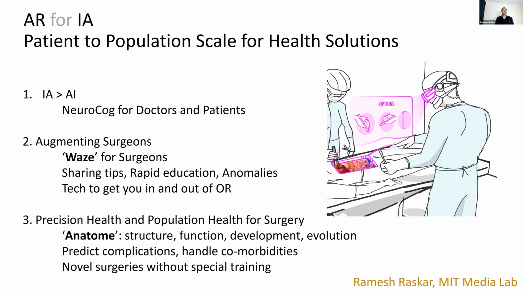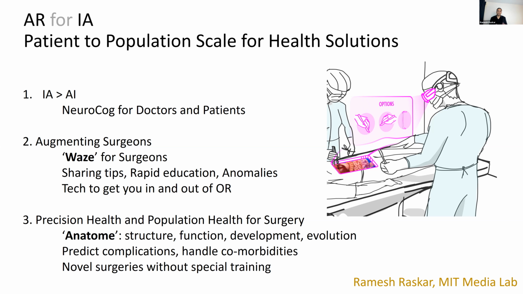And that's how we're going to go from patient scale, how surgeons are interacting with one patient at a time, to a population scale, that they understand millions of other surgeries that have been done before, and they can interact with either one patient or multiple patients at the same time. Patient scale to population scale. And for that, we need not just augmentation of the world, but you also need the neurocognition of how the doctors are thinking and even possibly how patients are thinking.